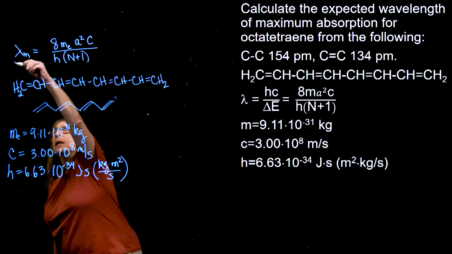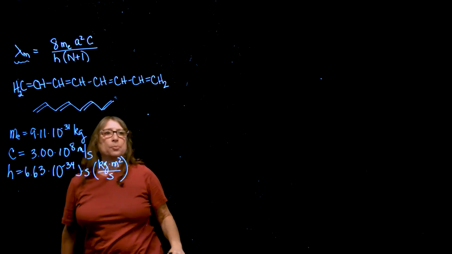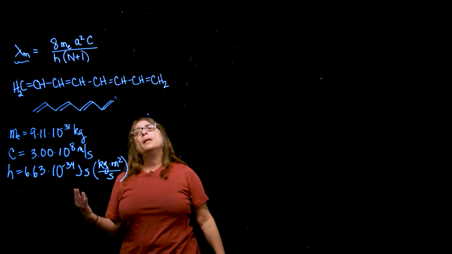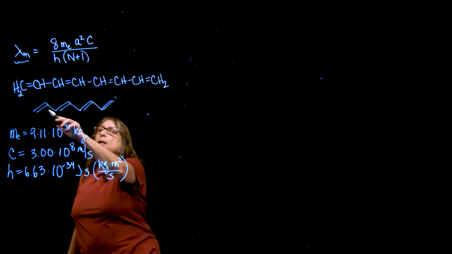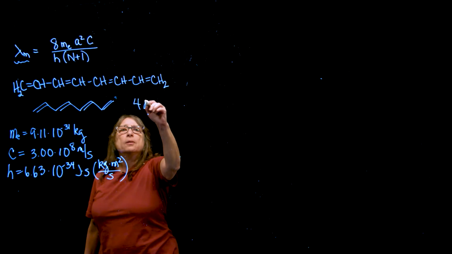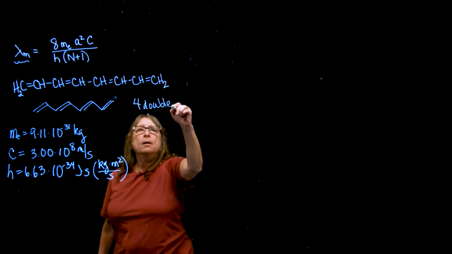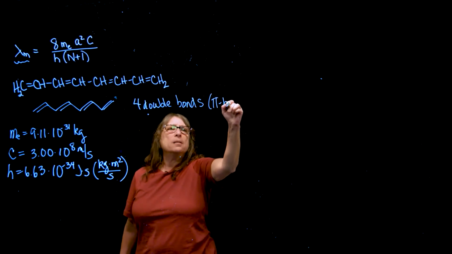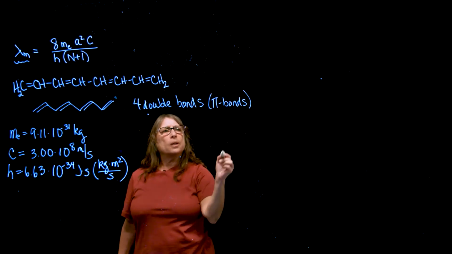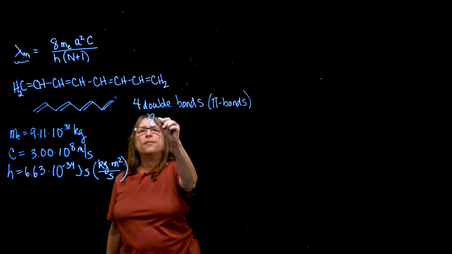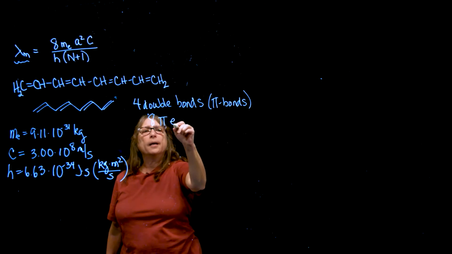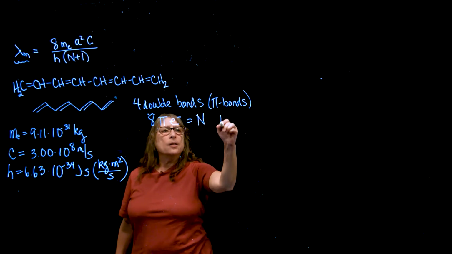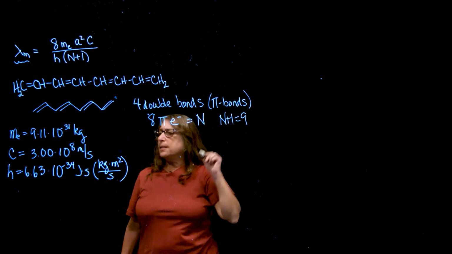And I'm looking for the wavelength of maximum absorption. So now all I need to do is figure out what n is. When I look, there's 4 double bonds. We also call these pi bonds. And since 2 electrons make up a bond, I have 8 what we call pi electrons. That's equal to n, so n plus 1 is equal to 9.